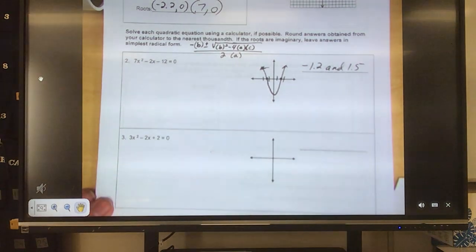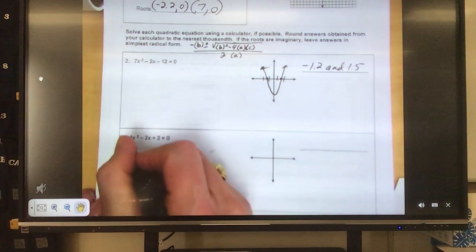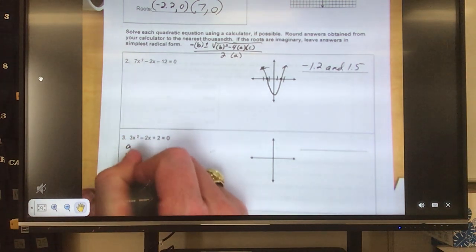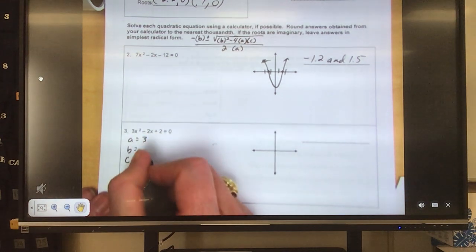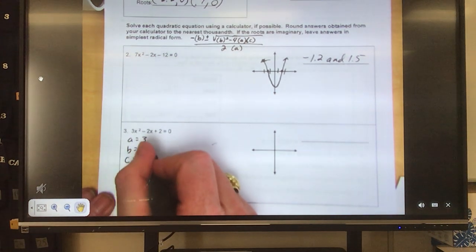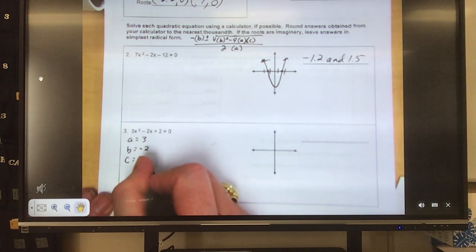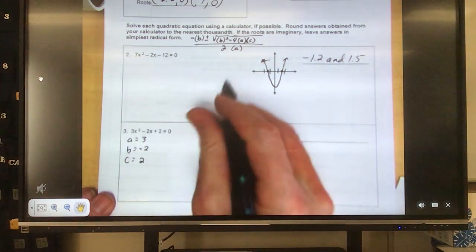Okay, so here we go. Are these in ABC order? Yes, so I go A, B, C. What is my A value? 3. My B value? -2. My C value? +2.